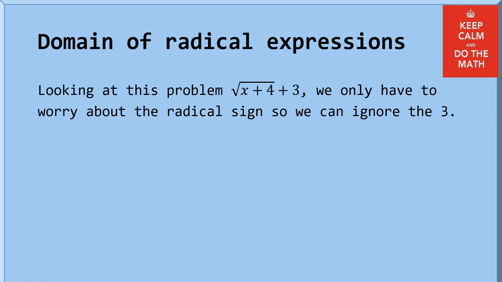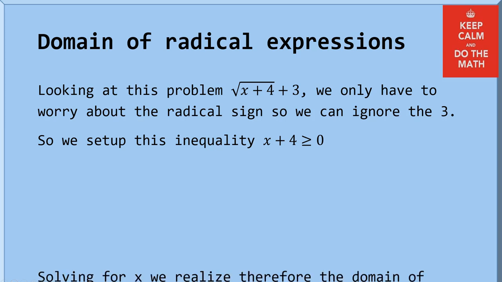Looking at this problem, square root of x plus 4 plus 3, we only have to worry about the radical sign, so we could ignore the 3. So we set up this inequality. x plus 4 is greater than or equal to 0.